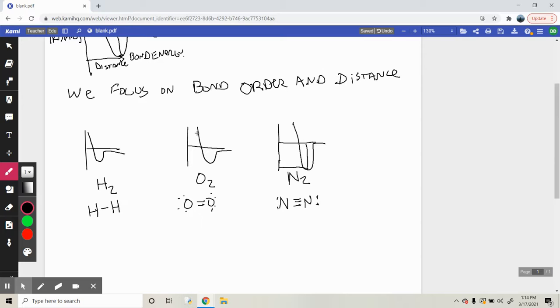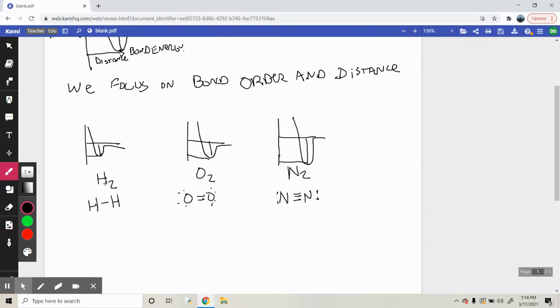So keep in mind that when you're looking at these bonds, from the y-axis to the bottom is the distance. That makes sense because oxygen and nitrogen have much larger atomic radii than hydrogen. And from the x-axis to the trough is the potential energy. It gets deeper as we go across because hydrogen only has a single bond, so it's got a little bit of a shallow trough. Oxygen has a double bond, so it gets a little bit deeper, and nitrogen has a triple bond, so it has the deepest trough out of all of them. So remember that bond length is just going to be from that trough there.